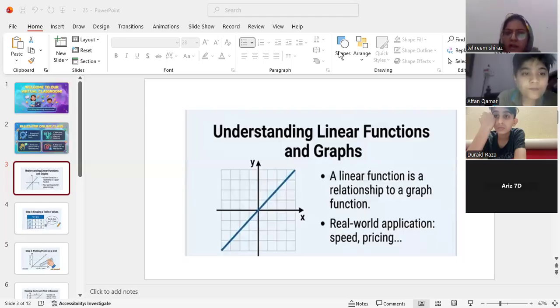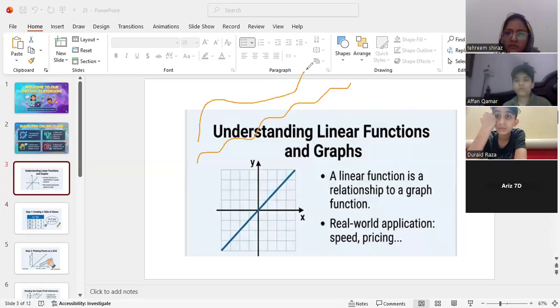But if the rate of change is not constant, then the line will be somehow increasing, decreasing, increasing, decreasing, or it can be like this one. But if the rate of change is simply constant, the line will move in one direction. Its direction will not be changed.